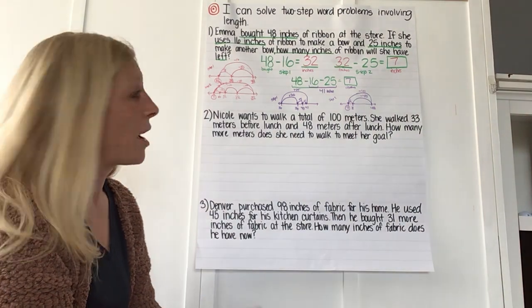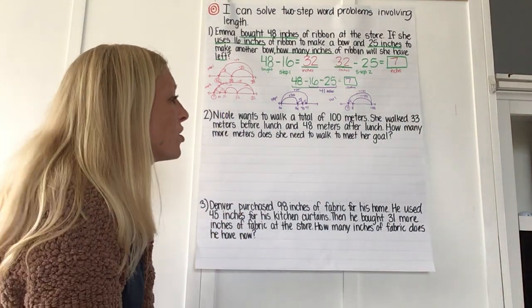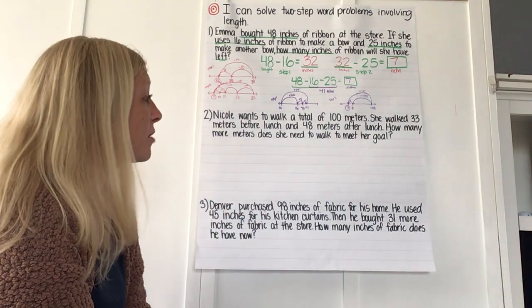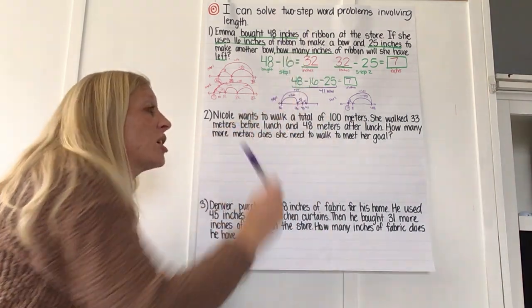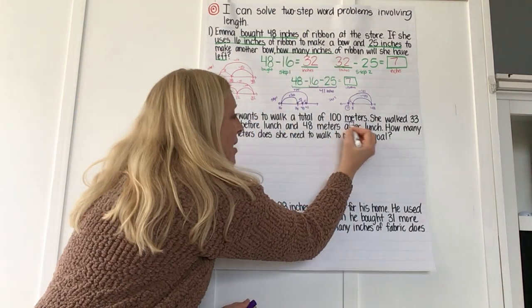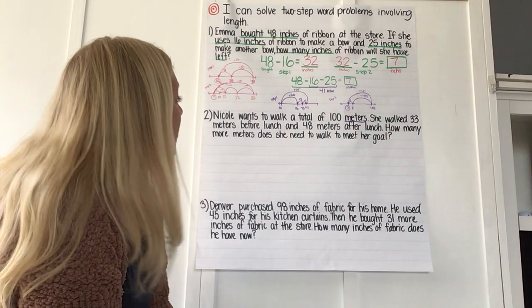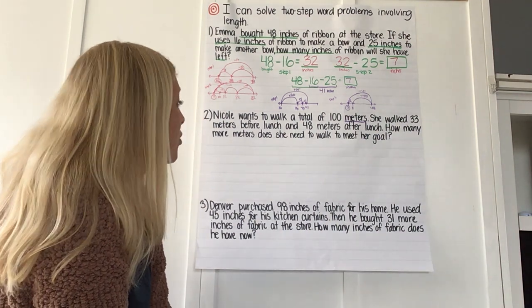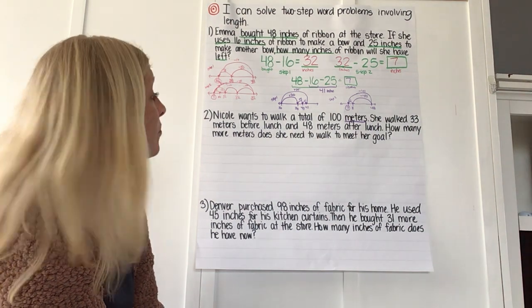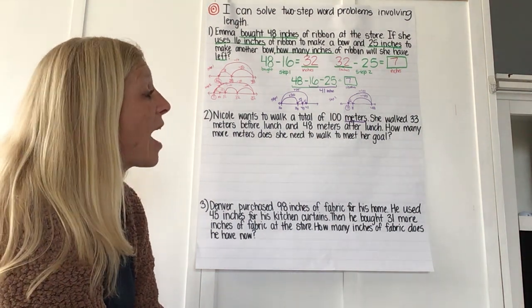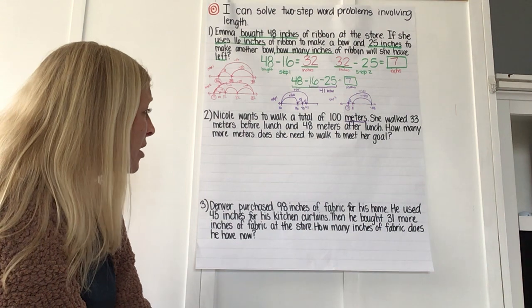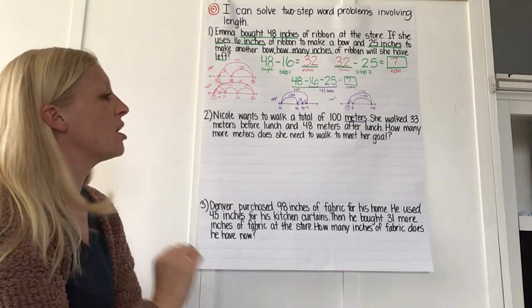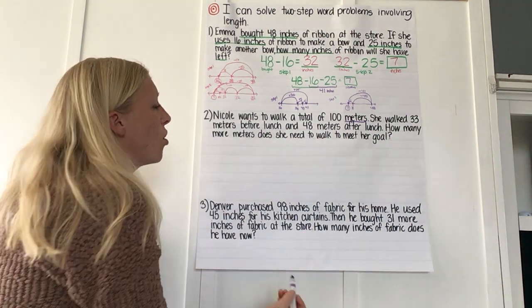Nicole wants to walk a total of 100 meters. So now we're not doing inches. We're doing what? Meters. Yes. Wants to walk around a total of 100 meters. She walked 33 meters before lunch and 48 meters after lunch. How many more meters does she need to walk to meet her goal?